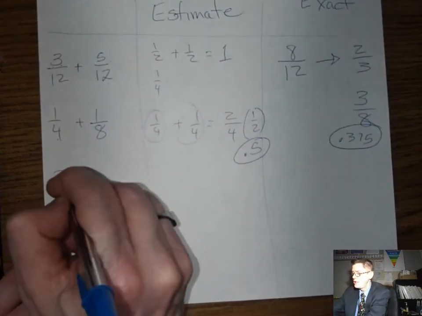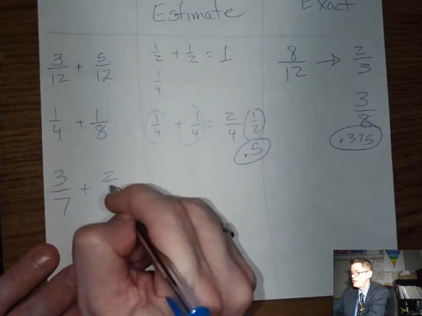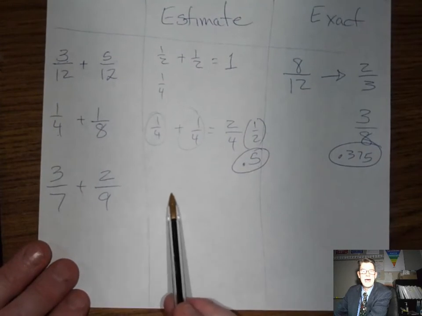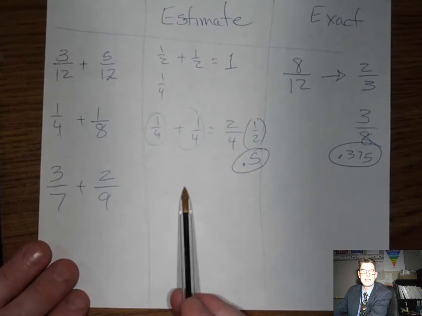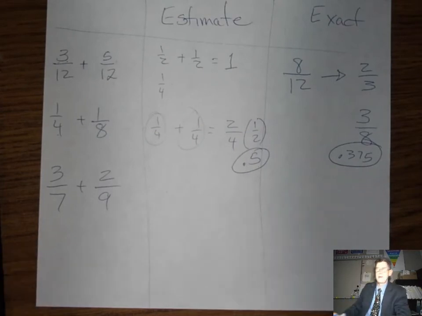Let's do 3/7 plus 2/9. It's getting to be a little harder here. What would you pick for estimates for these two? I'm going to turn on the lights while you think of a number.